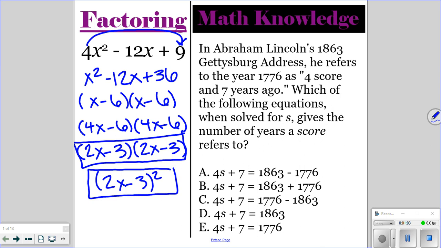For the math knowledge question, it refers to the year 1776 as 7 years ago, which gives what a score would refer to, which is S. So they all have 4S plus 7. And the difference between these 2 years is going to be what 4 scores and 7 years ago is. So 1863 minus 1776, which is A. So that would be your answer.